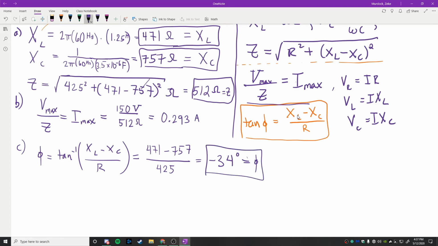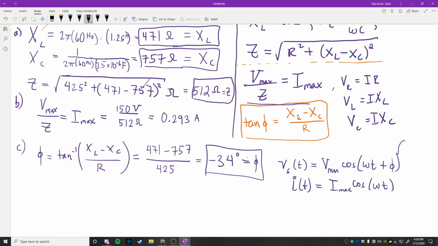One thing I didn't mention, by the way, is if I want to write the voltage of the source as a function of time, this is going to be equal to V max multiplied by the cosine of omega t plus phi. That's something I left out. This is compared to the current as a function of time, which is just I max times cosine omega t. So that's where that phase angle comes from. It's the amount that the voltage is out of phase with the current. In this case, it's negative 34 degrees.